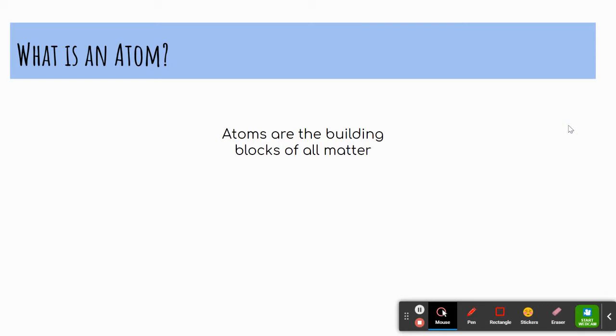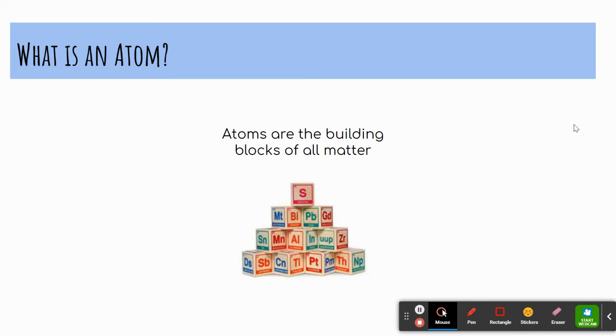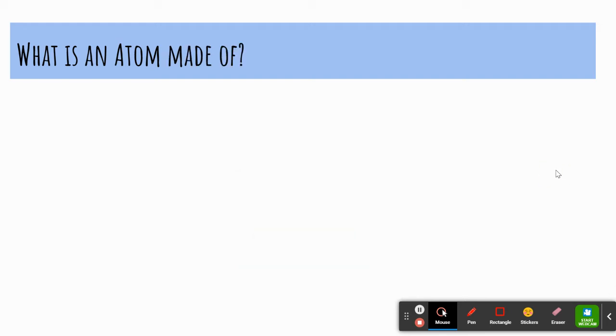Alright, so what is an atom? So remember, atoms are the building blocks of matter. Y'all learned this in the first matter lesson. So that should be review. Alright, so what is an atom made of?